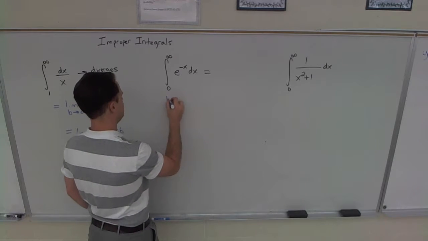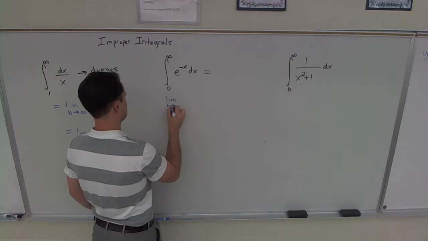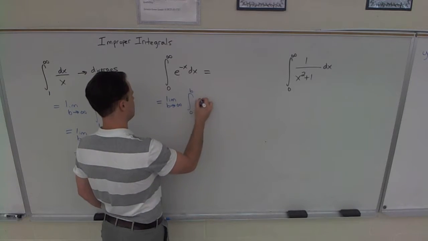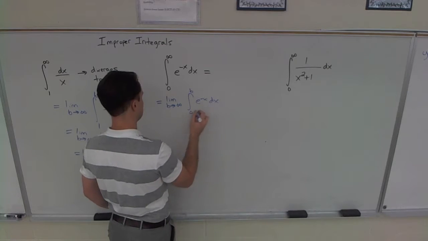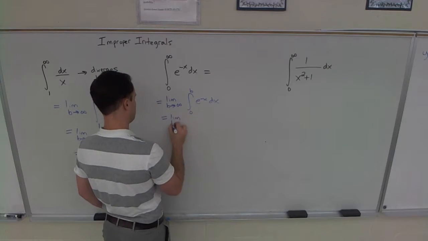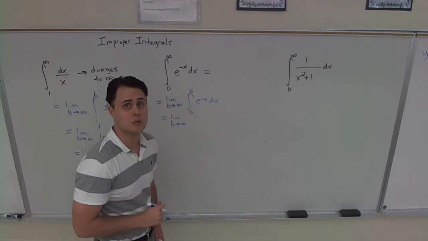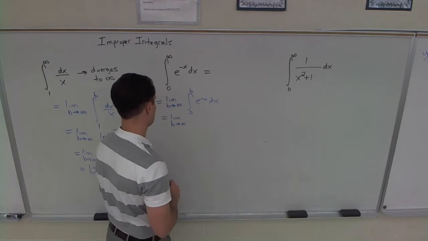So we're going to say the limit as b approaches infinity of the integral from 0 to b of e to the negative x dx. Another easy integral. You're going to have some easy integrals and some that involve Calc 2 techniques like trig sub and partial fractions and all that business.